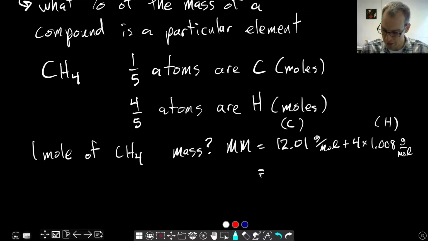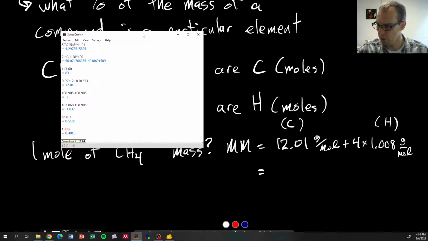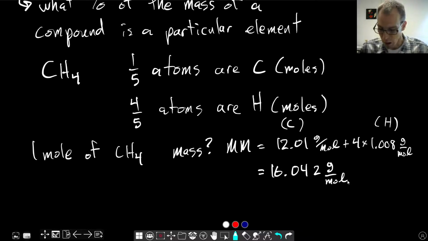And then we can add these together. Let's use the calculator. 12.01 plus 4 times 1.008 gives us 16.042. All right, so we know that's the mass of 1 mole of methane. But what we're going to do now is see what fraction of that is carbon, what fraction of that is hydrogen. So we know that for every 1 mole of CH4, we have 1 mole of carbon atoms and 4 moles of hydrogen atoms. That's just based on the chemical formula.